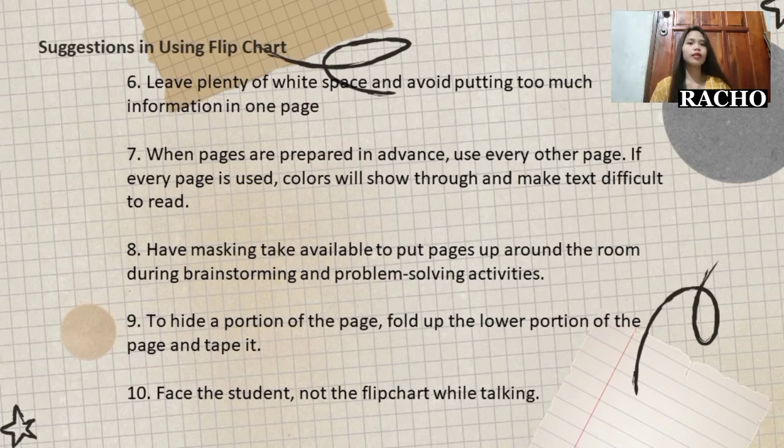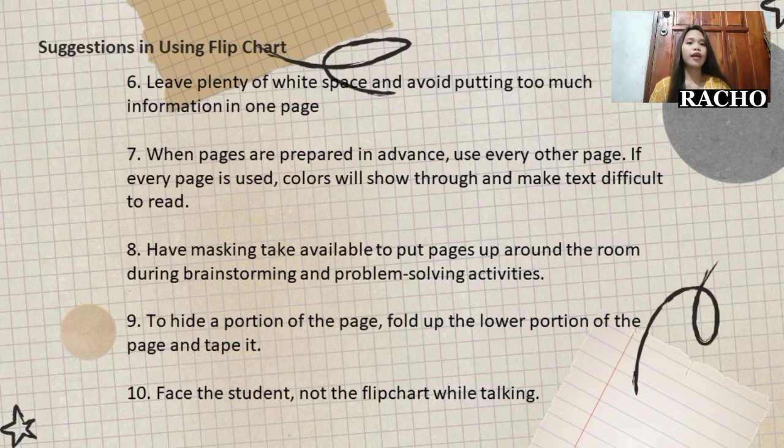Seventh, when pages are prepared in advance, use every other page. If every page is used, colors will show through and make text difficult to read. In making your flip chart, have a blank sheet of paper between each of your text sheets. This will prevent the written materials from other sheets from peeking through.